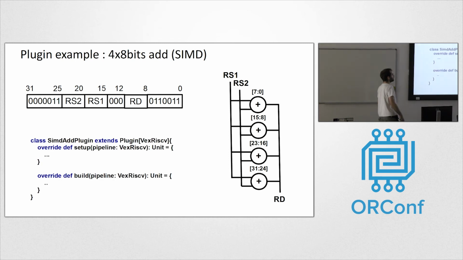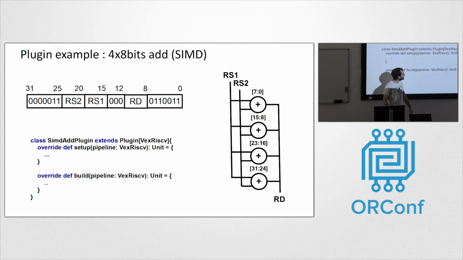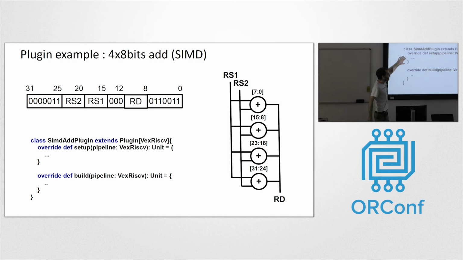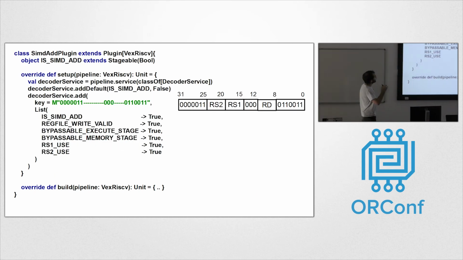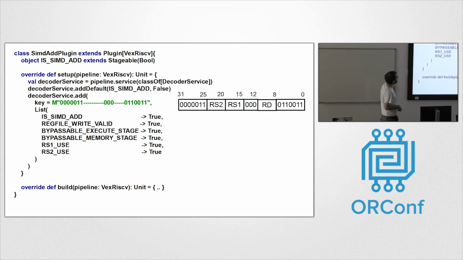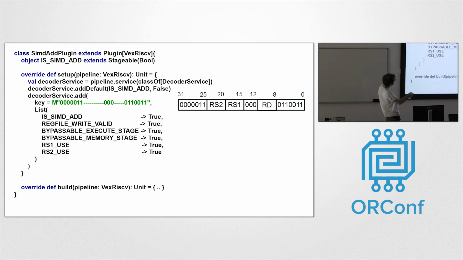So basically, you have to implement a class, like a single instruction multiple data add plugin, which is a plugin for VexRiscV. And you have two phases. As I said before, negotiation, which is a setup function that you have to implement, and a build phase, a build function that you have to implement. And for instance, in the negotiation phase, which is the setup function here, you have to tell the instruction decoder how to decode this instruction. So for instance, where this bit pattern is detected, here you are saying to the decoder service, so to the decoder plugin, that when this instruction is detected, then the register file has to be written.